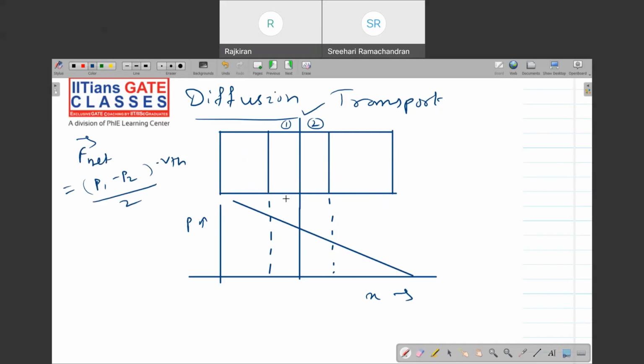Suppose P1 is the average concentration in region 1. At this midpoint, the concentration is P1, and at this midpoint the concentration is P2. The average concentration in region 1 is P1, because for half of the distance the concentration is more than P1 and for the other half it is less than P1. Exactly in the middle I get the average concentration. Similarly in region 2, the average concentration is P2.